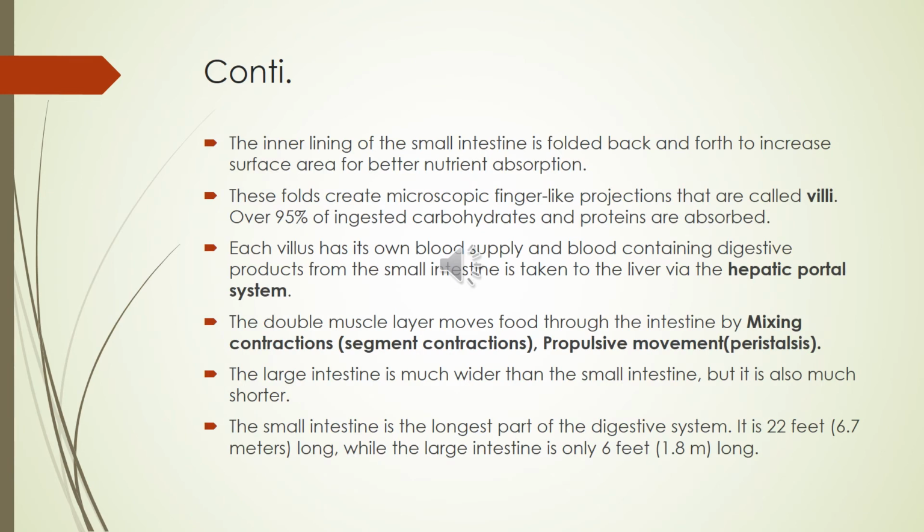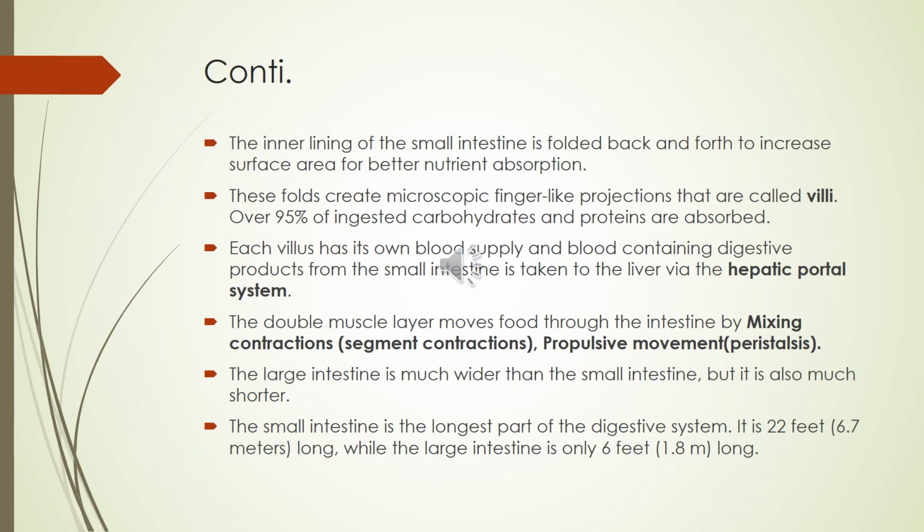Okay. The inner lining of the small intestine is folded back and forth to increase the surface area for better nutrient absorption, and these folds create microscopic finger-like projections that are called the villi. Over 90% of the ingested carbohydrates and protein are absorbed here in the small intestine.